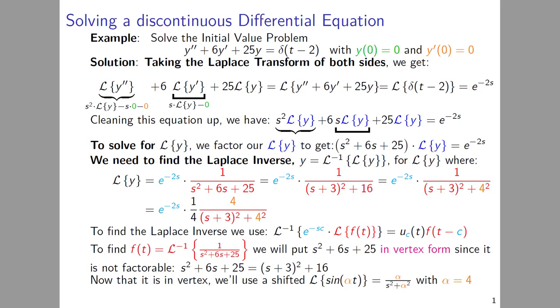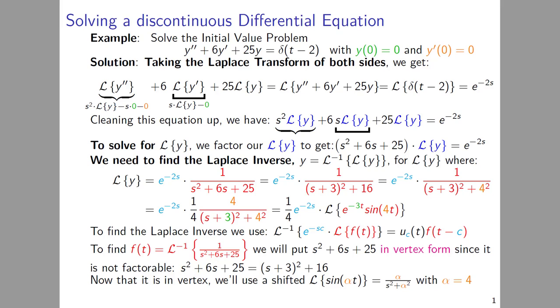Since the Laplace transform is shifted here, which we can see from s plus 3, we have that 4 over s plus 3 squared plus 4 squared is the Laplace transform of e to the negative 3t times sine of 4t. So now we have found the function f of t that is the Laplace inverse of 1 over s squared plus 6s plus 25. It's 1/4 times e to the negative 3t times sine of 4t.